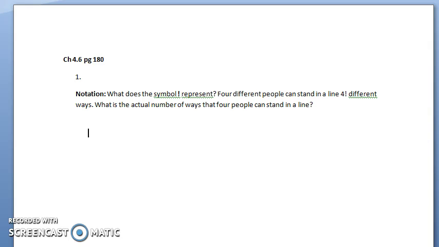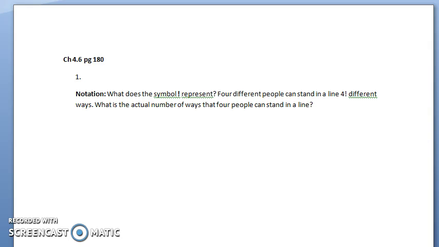Here I have chapter 4.6, page 180, question number 1, which reads, Notation. What does the symbol exclamation point represent? With the follow-up question of 4 different people can stand in a line 4 exclamation point different ways. What is the actual number of ways that 4 people can stand in a line?